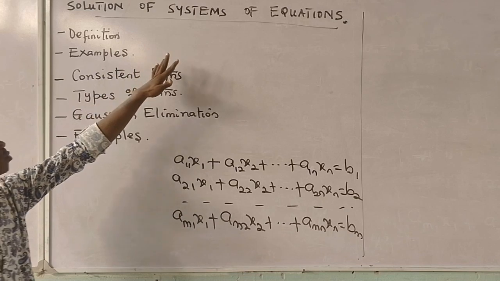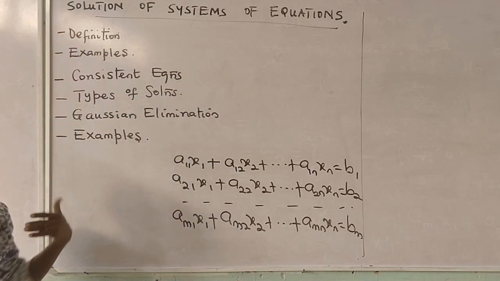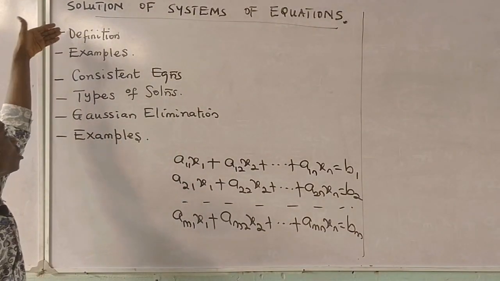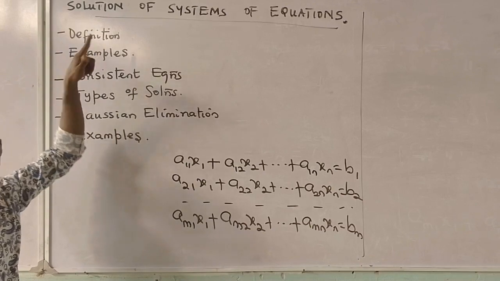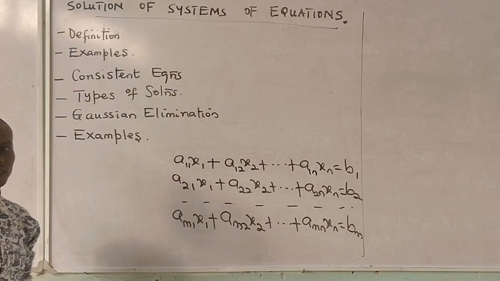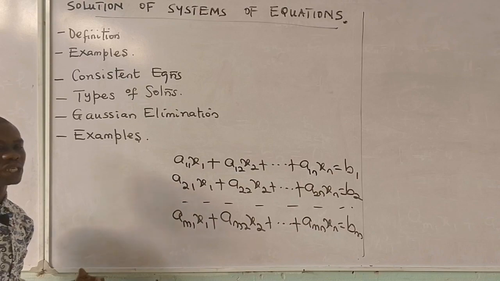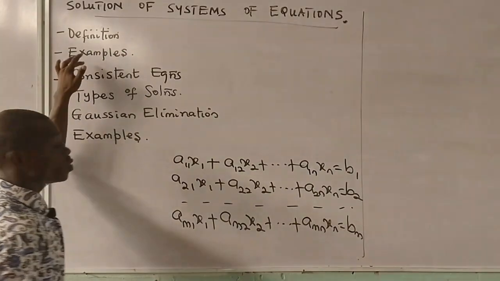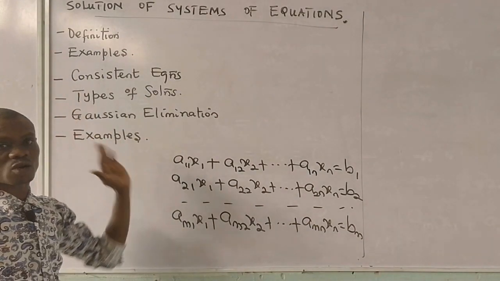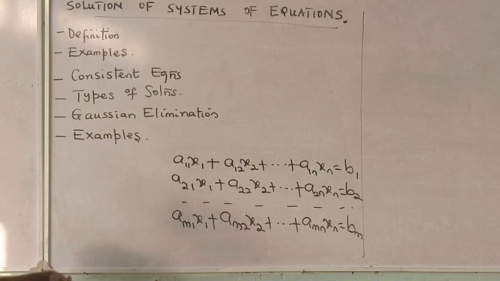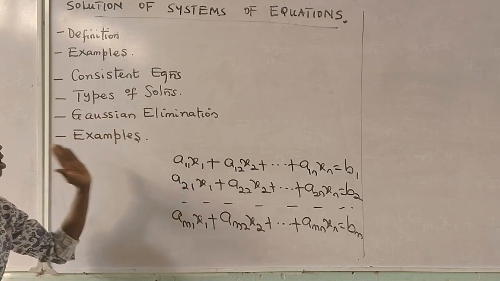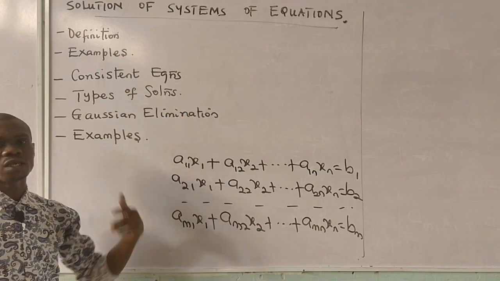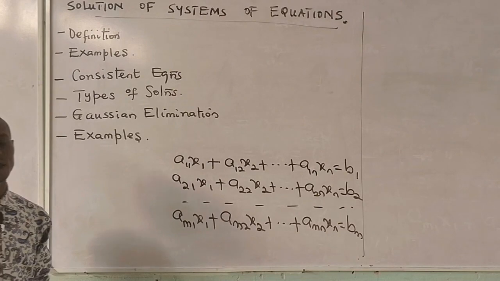Alright, so in today's class we'll be looking at the concept of solving a system of linear equations, and these are the things we are going to see. So what is the meaning of solution of a system? What if we are asked to get the solution of a system, what exactly are you asked to do? Now we'll give examples and we will see what a consistent equation or consistent equations are. We'll see types of solutions, and then we'll go into Gaussian elimination, which is the method of solving systems of equations, and then we'll see examples.